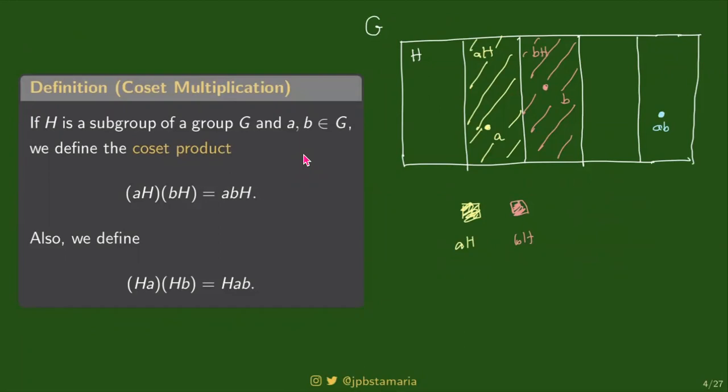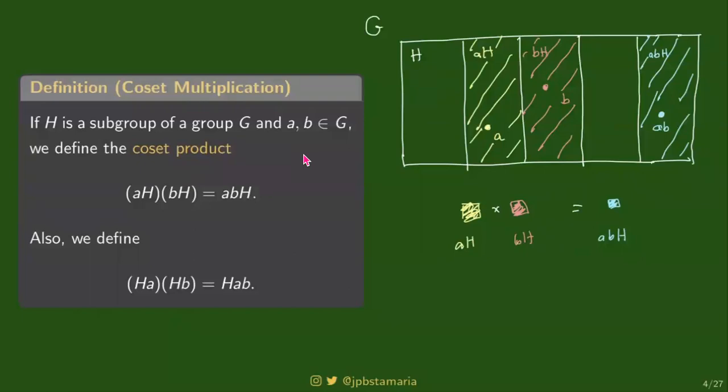But definitely, yung coset na yan that contains AB, kung kukulayan natin siya ng blue, ito siya, no? Yung ABH. Yung coset na yan yung ibig sabihin nating coset product ng AH times BH. Ganyan, no? Parang ganyan yung ating magiging definition. Did you understand? Coset multiplication in the basic level or using this illustration, do you understand it?